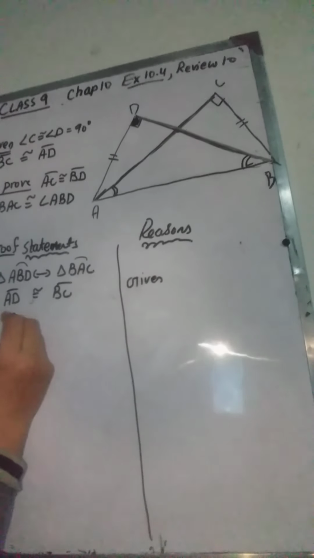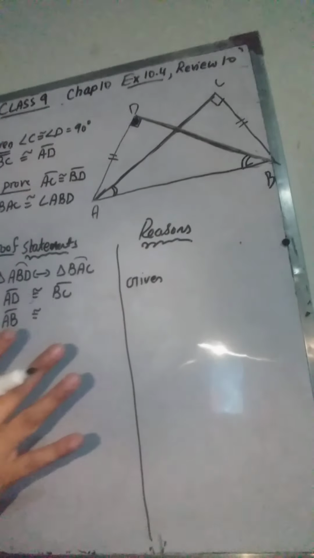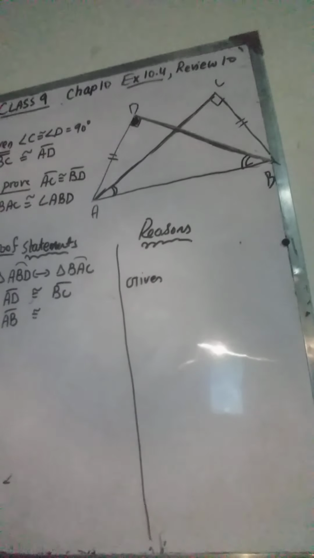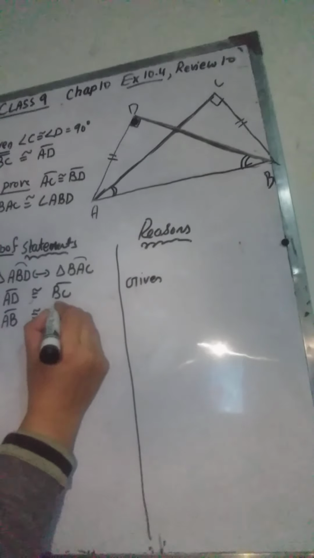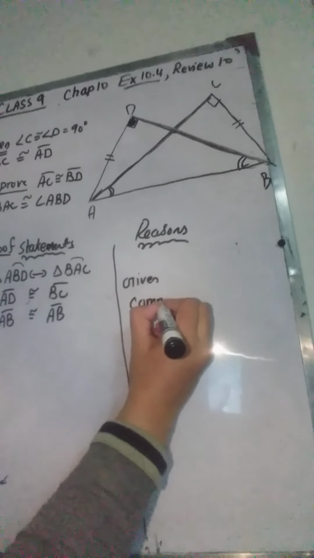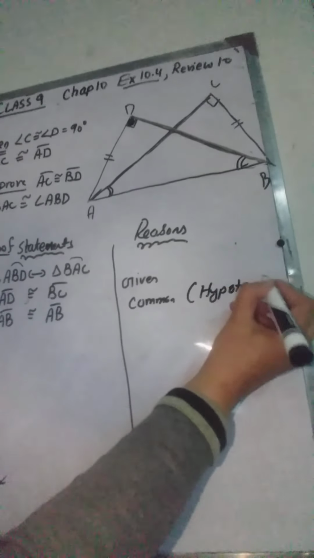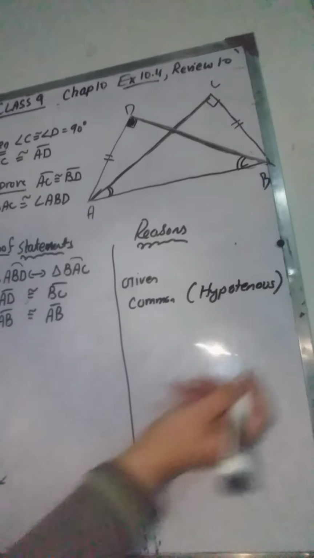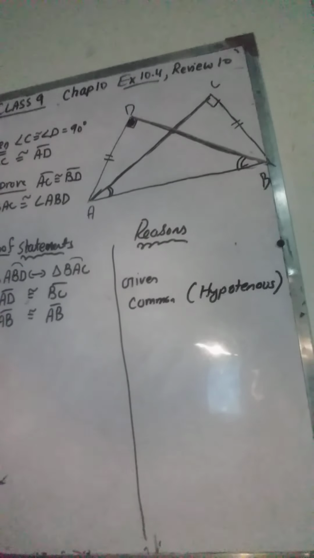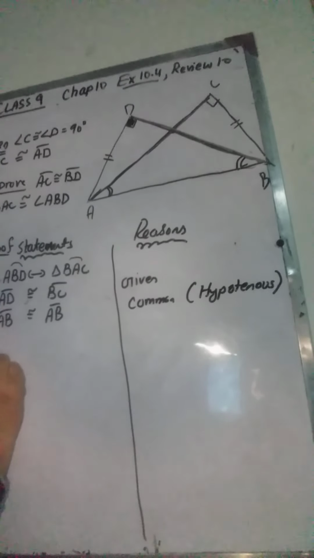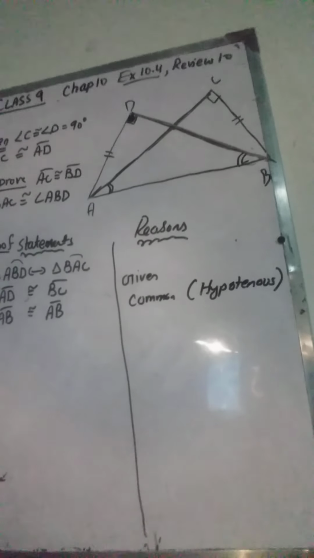AB will also be congruent because it is the common side of both the triangles. If you consider the triangles ABC and ABD, this is the common side, the same side, both the triangles stand on AB. So AB is the common side in both the triangles. AB is congruent to AB. This is the common side, and this is the hypotenuse in both the triangles. So the hypotenuse of the first right triangle is congruent to the hypotenuse.